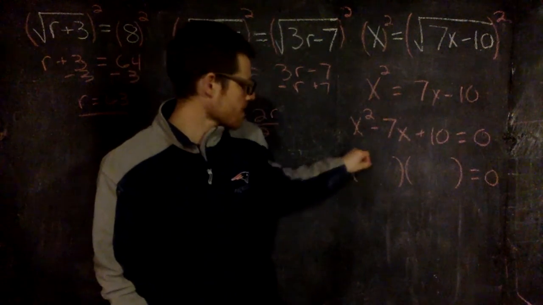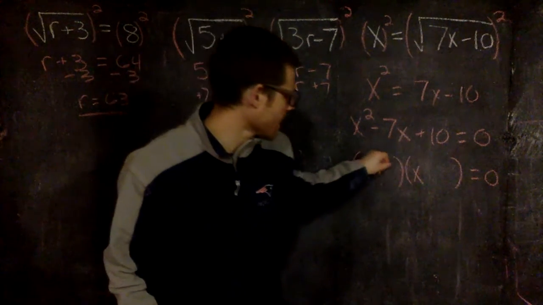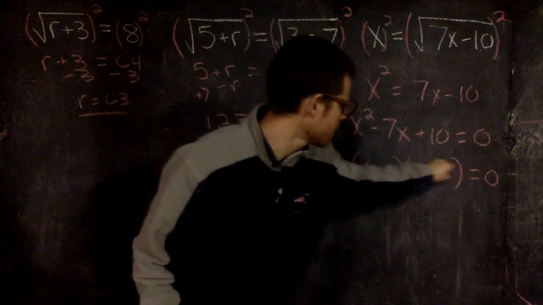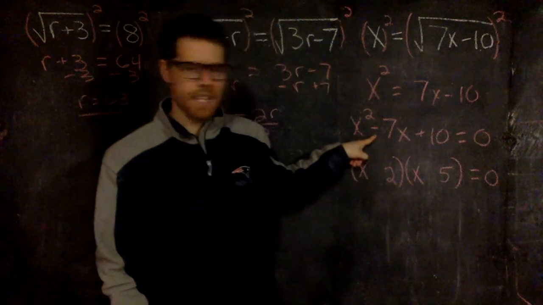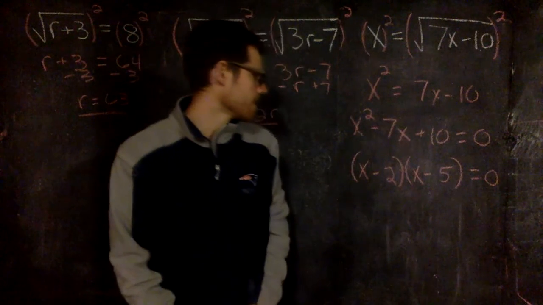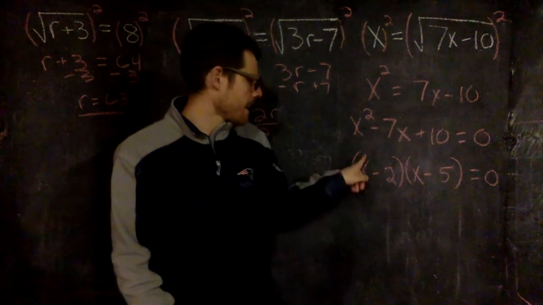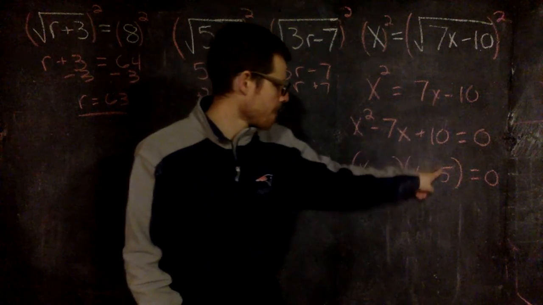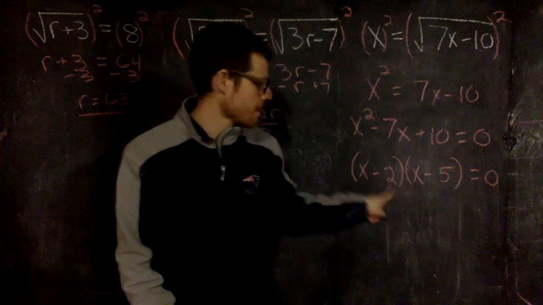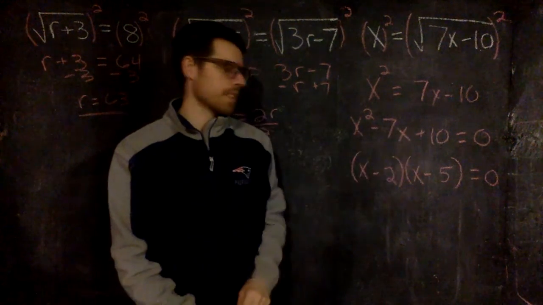In order to get x squared, I need x times x. In order to get 10, I need 2 times 5. But notice it was a negative 7 in the middle. That means both of these had to be negatives. Remember, if I were distributing in my mind, I'd have x squared minus 5x minus 2x plus 10. That's going to give me exactly what I wanted.